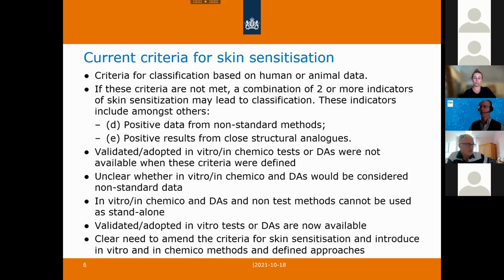When those criteria were developed, we hadn't any validated in vitro or in chemico tests or defined approaches. So it's unclear whether option D would include such methods. Secondly, they couldn't be used as standalone, because you always had to combine these 2 types of indicators to come to a classification, to come to a conclusion. However, now we have validated and adopted in vitro methods and defined approaches. So there was a clear need to amend the criteria for skin sensitization and introduce these into GHS.